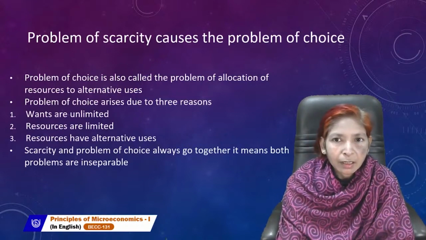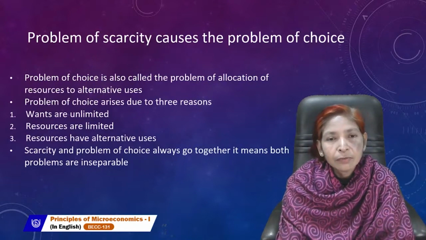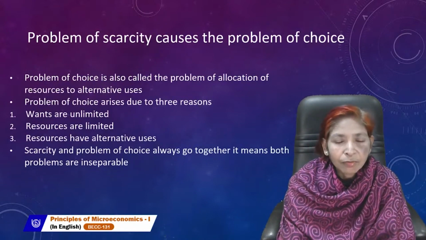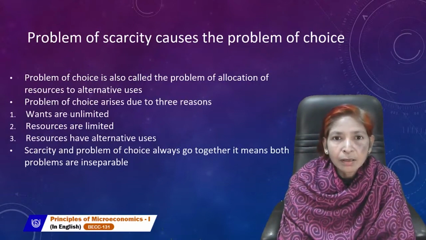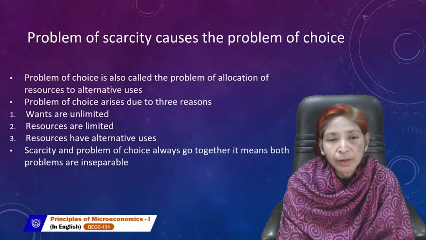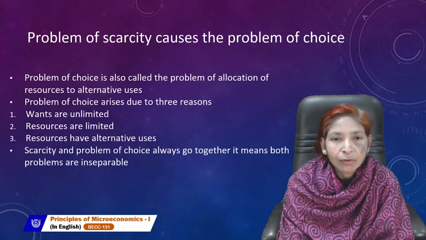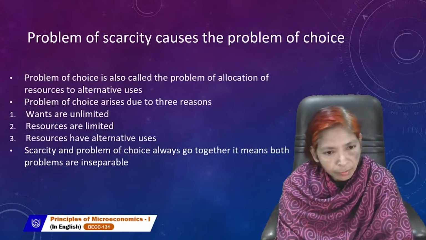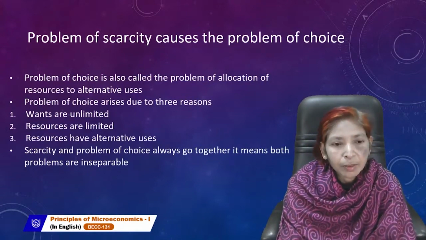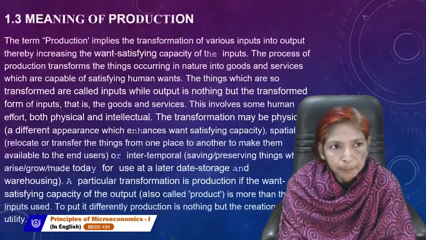If you have limited income and unlimited wants, first of all you have to decide which want you can satisfy from the limited resources. To solve your problem, you give preference to the want that is higher, you give more priority to that want, and you will satisfy that want first. After that, you will fulfill other wants. So scarcity and the problem of choice always go together. It means both problems are inseparable.